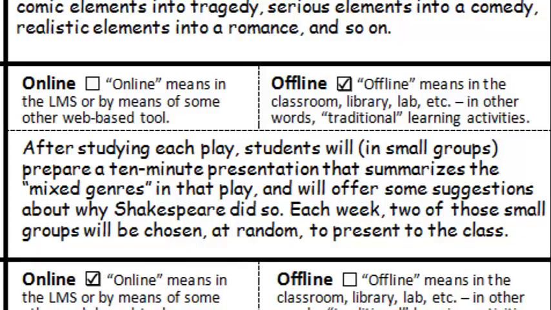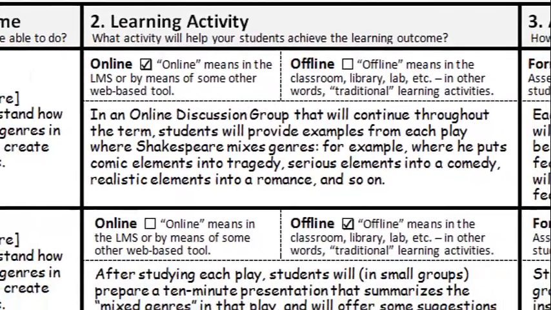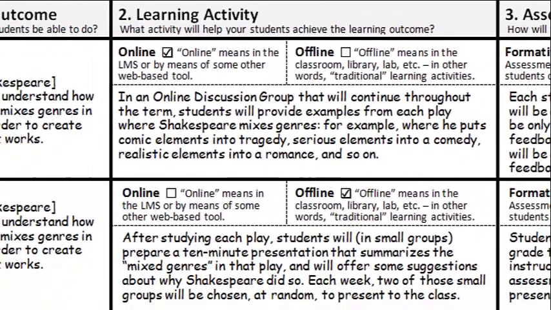Each week, 2 of those small groups will be chosen at random to present to the rest of the class. Clearly, students will be better prepared to successfully complete this offline small group project because of the foregoing online learning activity. The 2 learning activities, one online and one offline, build upon one another.